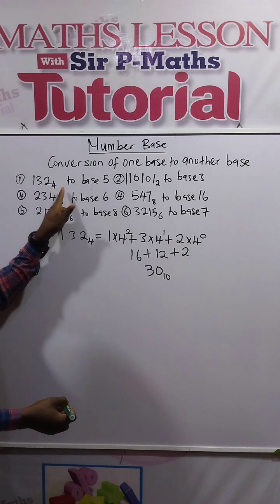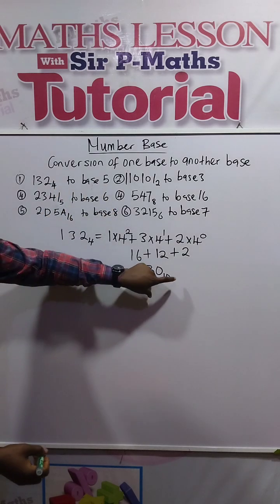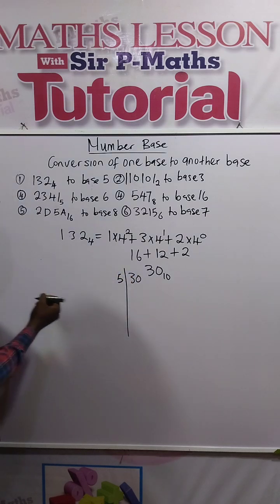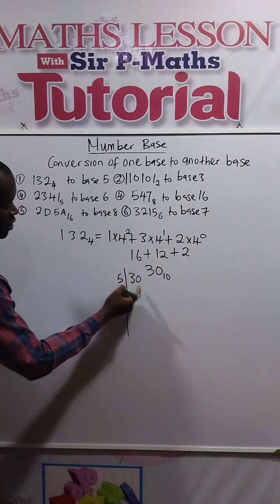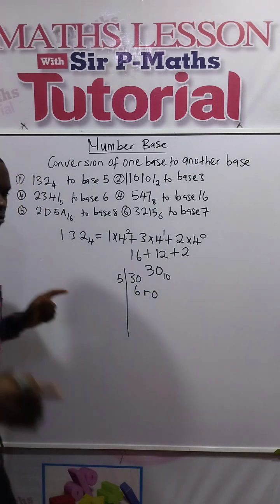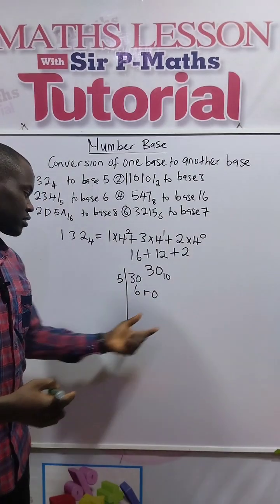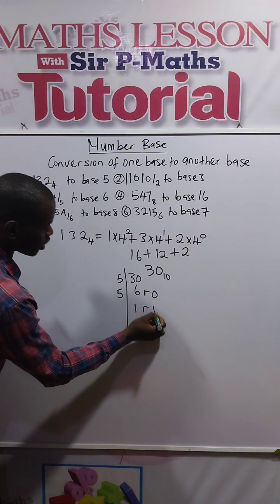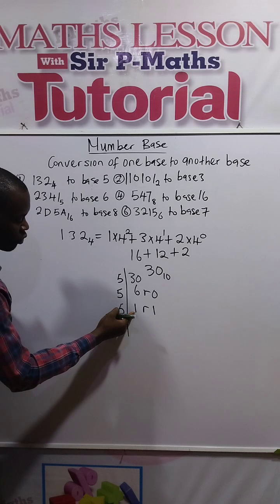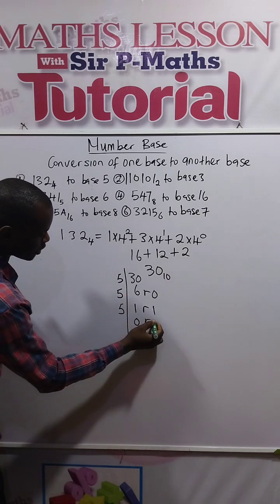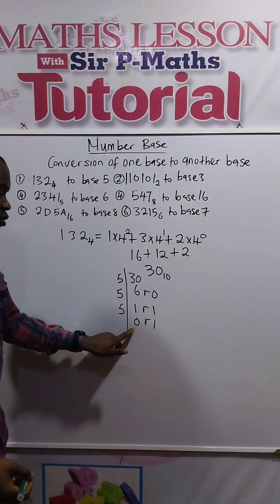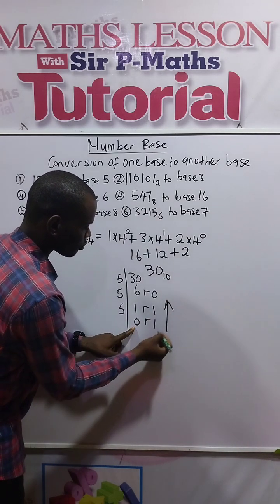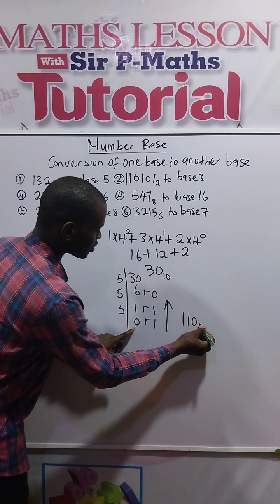But the assignment is to convert it to base 5. Now to convert 30 to base 5, we have to divide 30 by 5. Now 5 into 30 will give us 6 remainder 0. Remember that we are only interested in the remainders. Now 5 into 6 will give us 1 remainder 1. Then 5 divide 1, it cannot go. So write 0 and carry 1. All right. You must always obtain a 0 before you stop dividing. So the answer becomes, take it from down up, 110 in base 5.